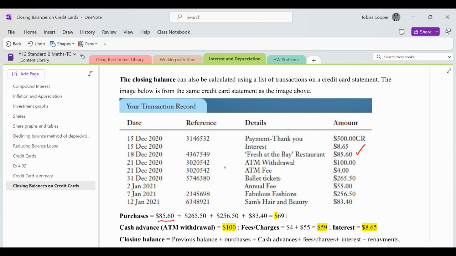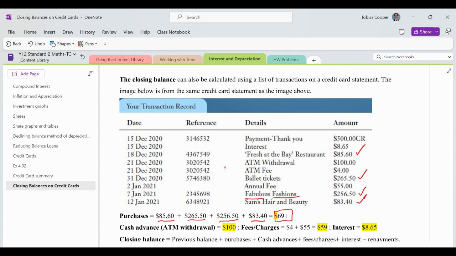That's Fresh at the Bay restaurant. Then $265.50, which is this amount here. And then $256.50, which is the amount we spent at Fabulous Fashions. Okay, and then we've got Sam's Hair and Beauty, that's $83.40. That's also a purchase. So it gives us a total of $691 in purchases.